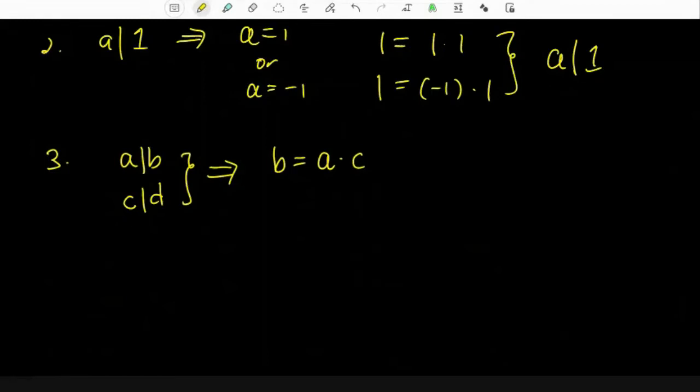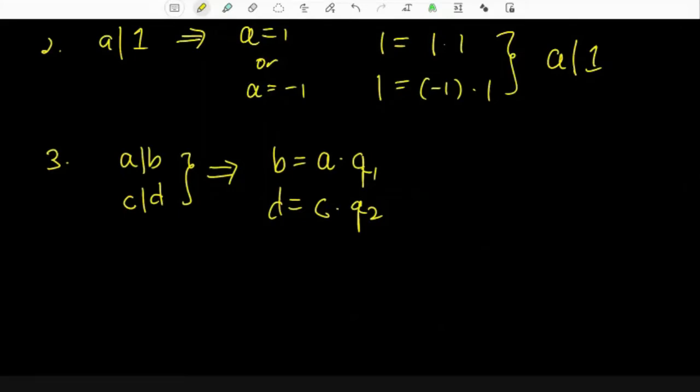Similarly, hindi pwedeng C pala, no? Kasi may C, ma-abuse yung notation. Gamitin natin Q1. Similarly, D can be written as C times Q2. Hindi ko ginamit yung C kasi may C na involved. Eh. So, ma-abuse yung C.